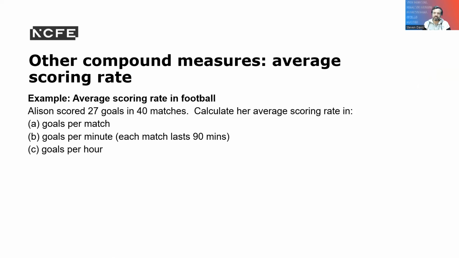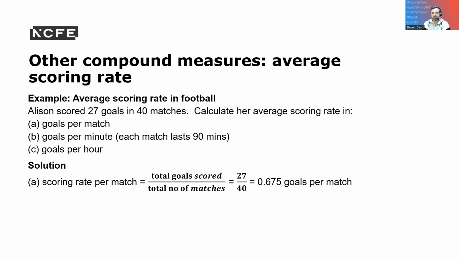Other compound measures, average scores. So average scoring rate in football. Alison scores 27 goals in 40 matches. Calculate her average score. So we need to know goals per match, goals per minute in less than 90 minutes, and goals per hour.